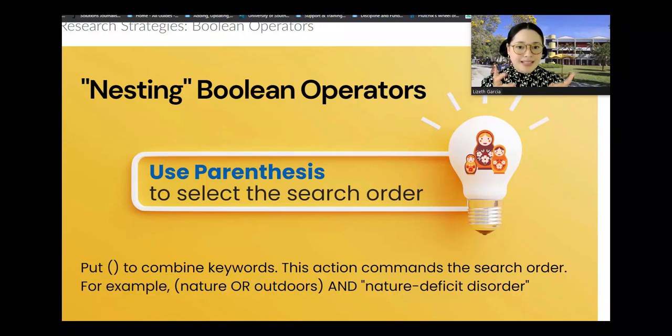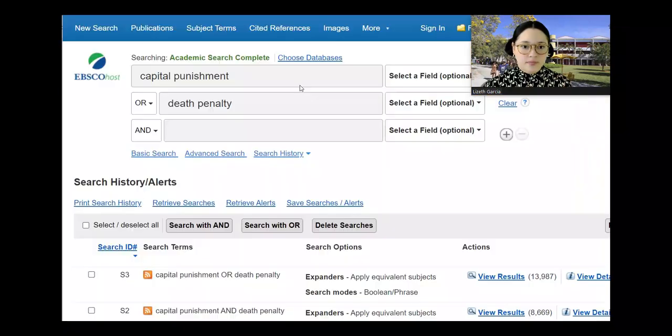Lastly, you can nest the Boolean operator. So you can tell the database which words to search in which order. So if you wanted to search for nature deficit disorder as a term, right? But also nature deficit disorder in nature or outdoors, you can put those in parentheses.